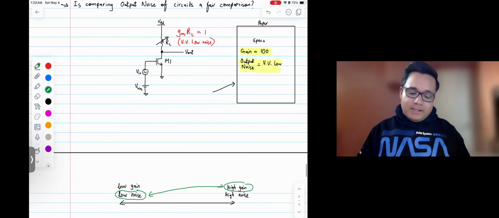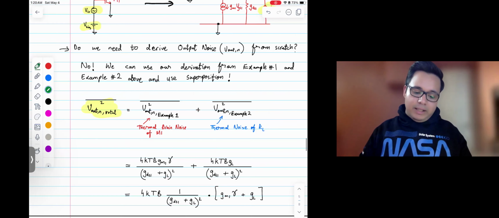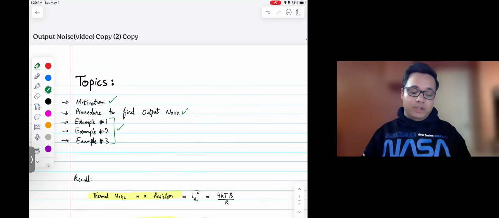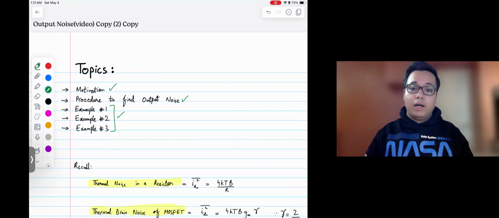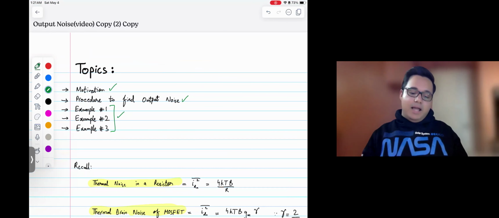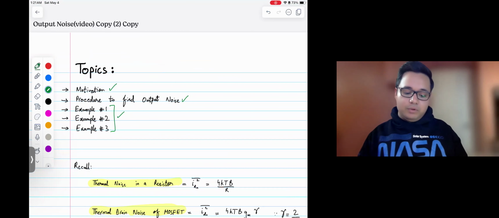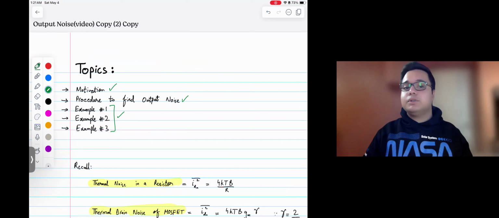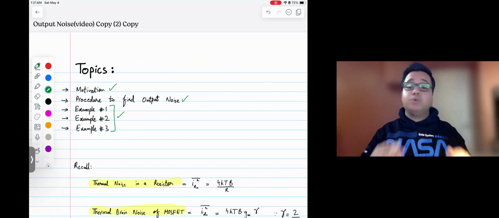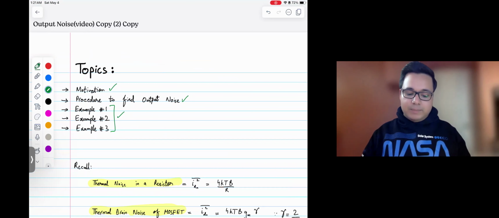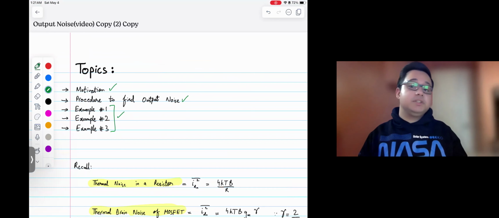Okay, so that is pretty much it for this video. And again, as a summary, we discussed the motivation for finding the output noise, and we discussed the procedure or the steps to find the output noise. And then we did 3 examples to see how to implement those steps and derive the expressions for output noise.